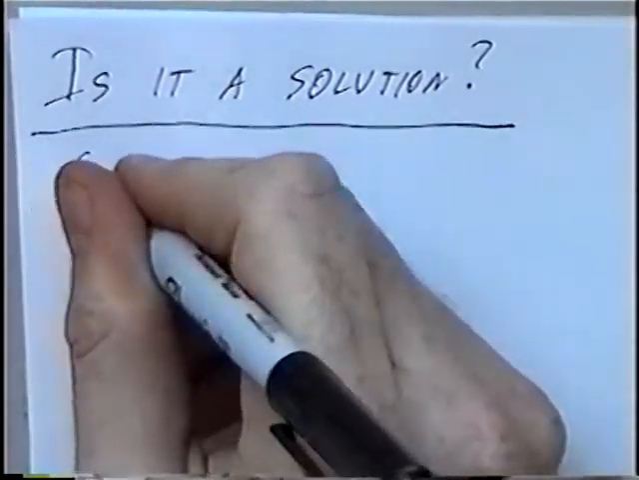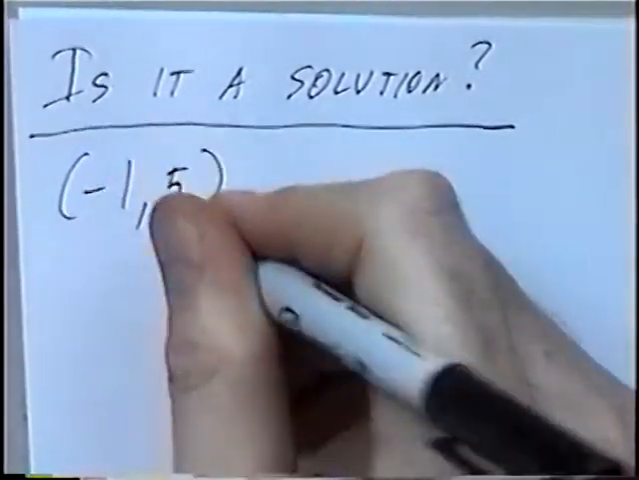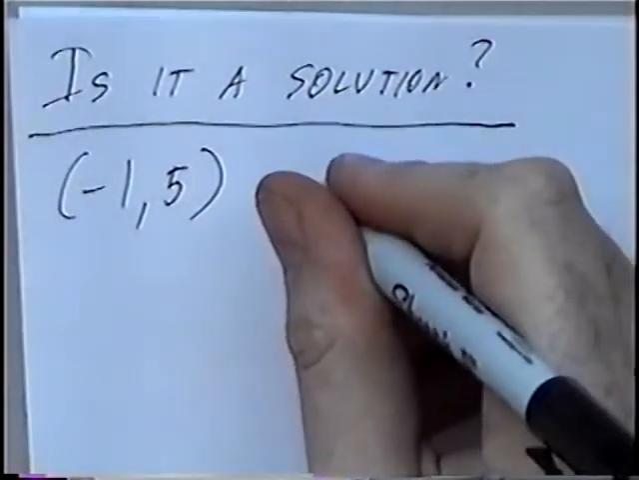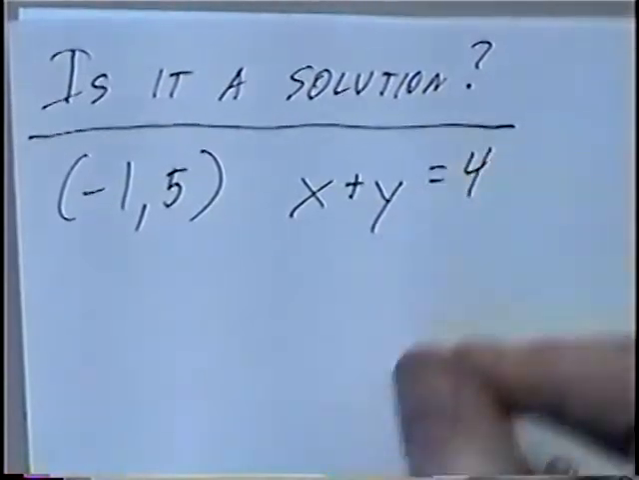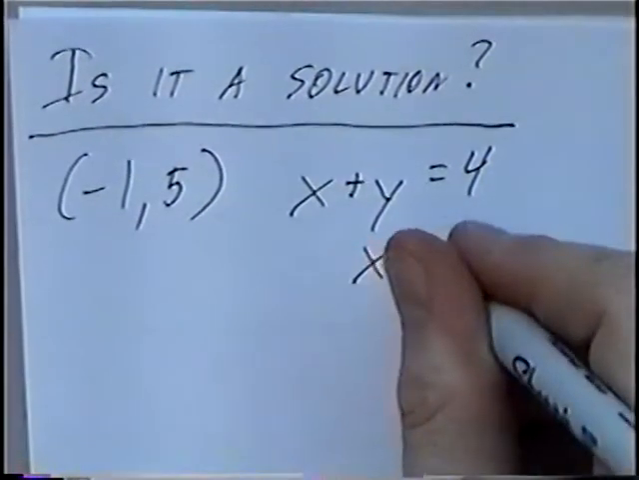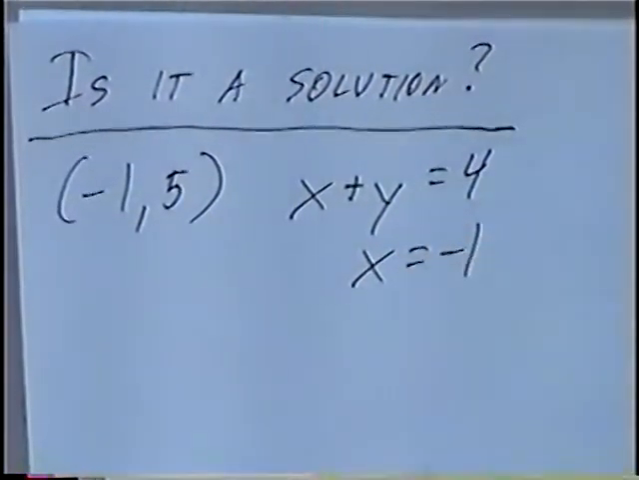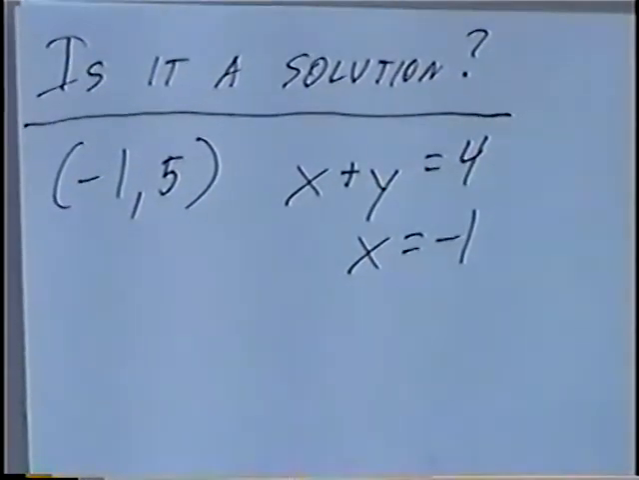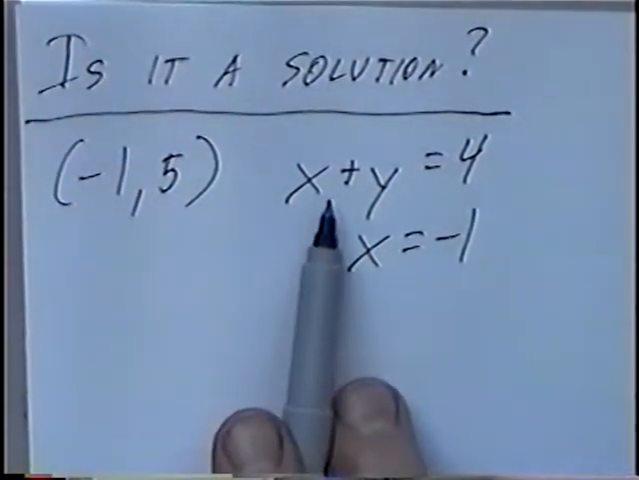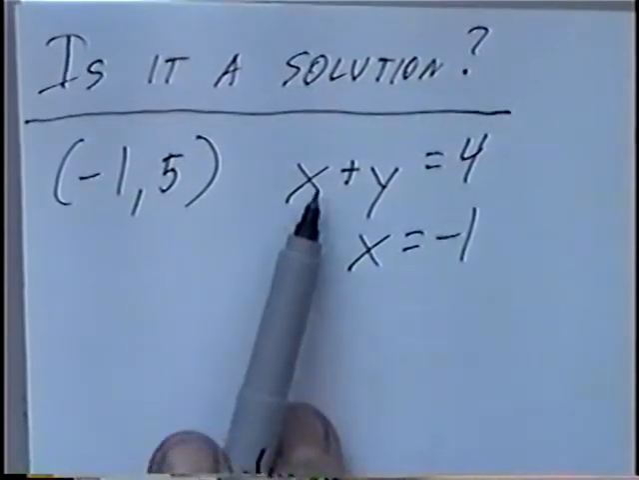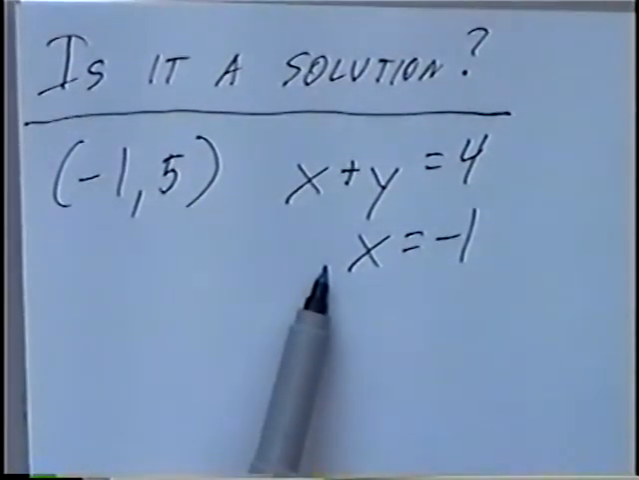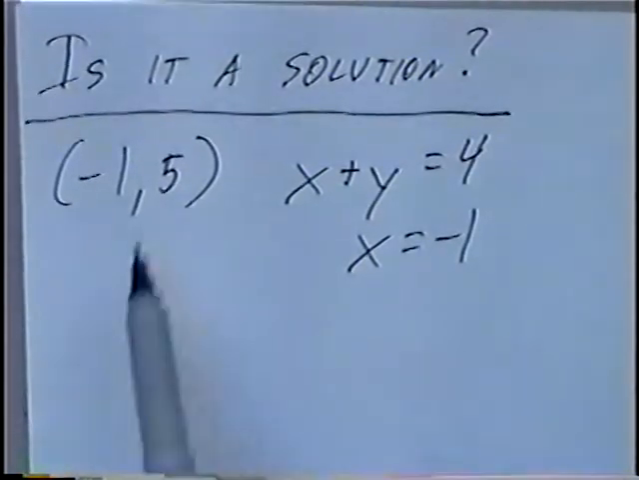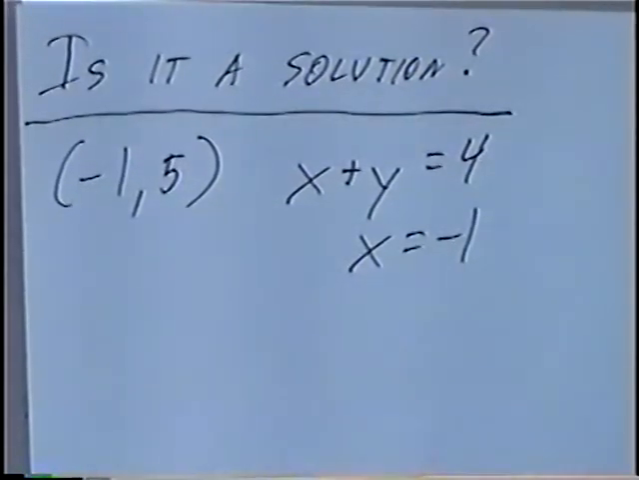The point is (-1, 5). And the two equations, the first one is x plus y equals 4. And the second equation, x equals -1. To be a solution, we'll take this point and plug it into both equations. If it works for both equations, this point is a solution. If it does not work for one or both of the equations, then the point is not a solution.